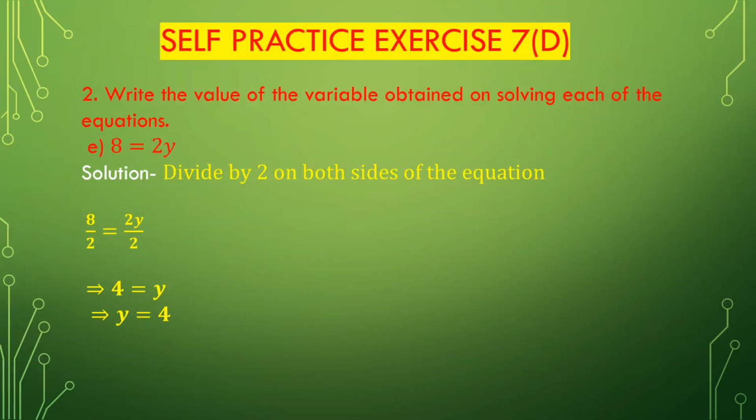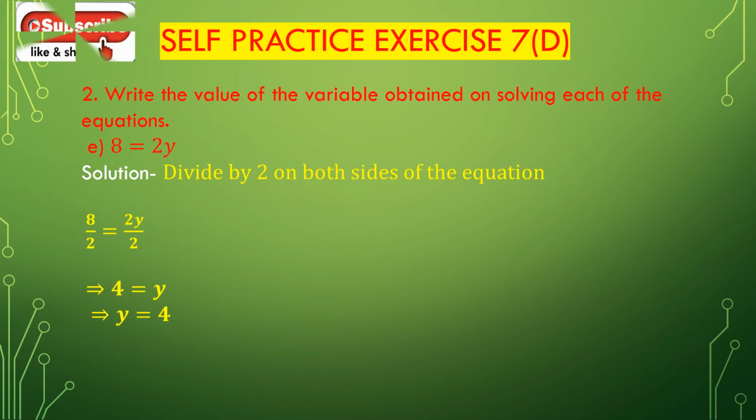Now we solve question number 5th bit E. 8 equal to 2y. This is the equation given and we have to solve the value of the variable y. Here on right hand side 2y is given, 2 multiplied with y. We know division is the inverse operation of multiplication. So we have to divide by 2 on both sides of this equation.